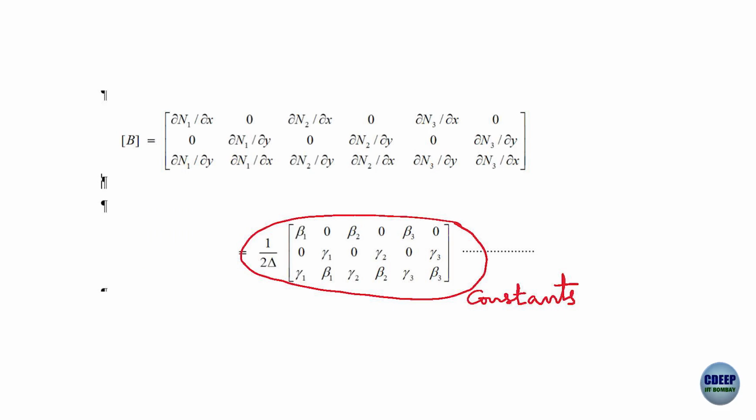1 by 2 delta comes out, beta 1, beta 2, beta 3 in terms of derivatives with respect to x, gamma 1, gamma 2, gamma 3 in terms of derivatives with respect to y, and they are interchanged for the shear strain. Is that okay? Please feel free to stop me if you do not follow anywhere. But these are dependent on the coordinates of the nodes and these are constants, they do not vary. So, in the entire element, it is a constant. Therefore, the strain is going to be a constant. Therefore, the stress will be a constant.